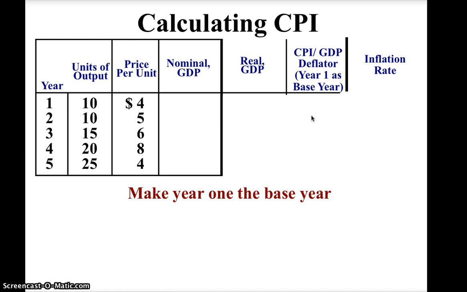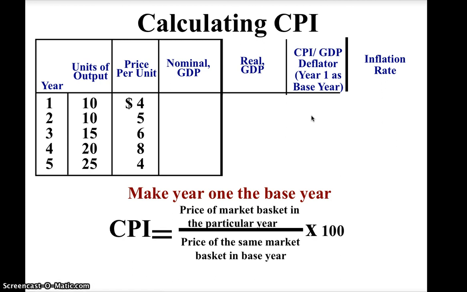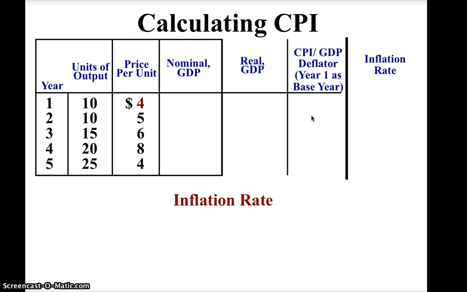So in year one, we have 10 units of output, year 2, year 3, year 4, year 5, and different prices per unit. So it's just simple multiplication. Here's the equation for the CPI. So let's put in the numbers, and you guys can pause the video and try them yourself, but the nominal GDP is going to be 40 in the first year, 50 in the second year, 90 in the third, 160 in the fourth, and 100 in the fifth year.